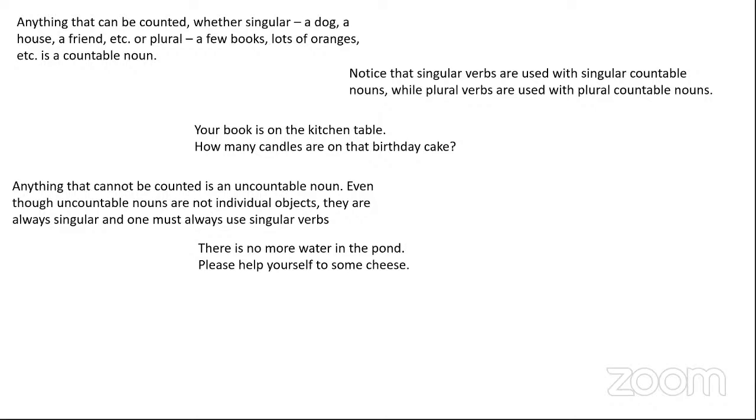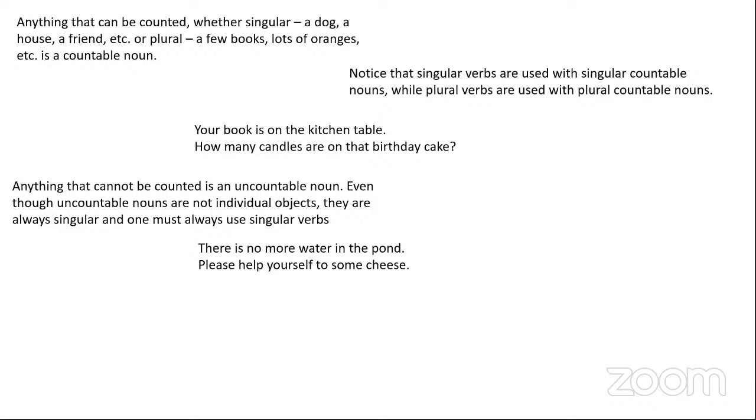For example, your book is on the table. Since book is singular, the verb is also singular. If your countable noun is plural, for example, how many pencils are there on the table? Pencils is your plural countable noun and are is your plural verb. So always remember, if there is a singular countable noun, a singular verb goes with it, and with a plural countable noun, a plural verb goes. Okay, and what is an uncountable noun?